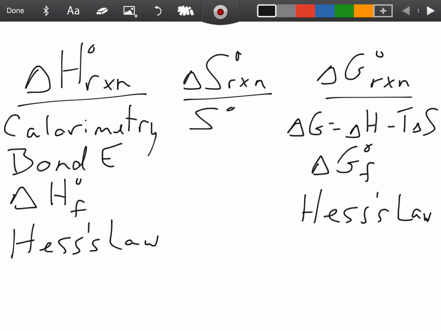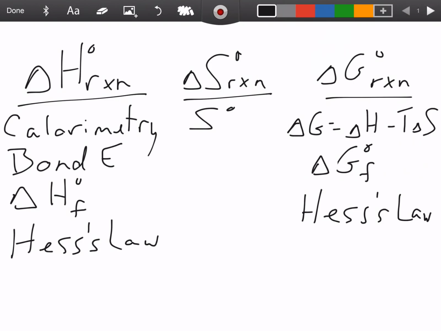And in the case of enthalpy, delta H, we were able to calculate a delta H from calorimetry, doing things experimentally. So going into the lab and actually measuring how much water has heated up or cooled down or whatever. We can use an approximation using bond energies, which is not going to be as accurate as some of the other methods.